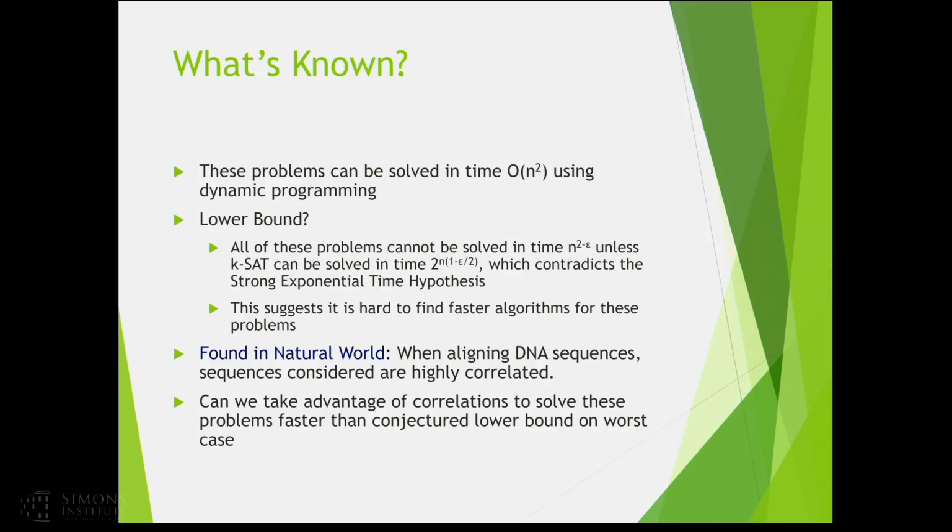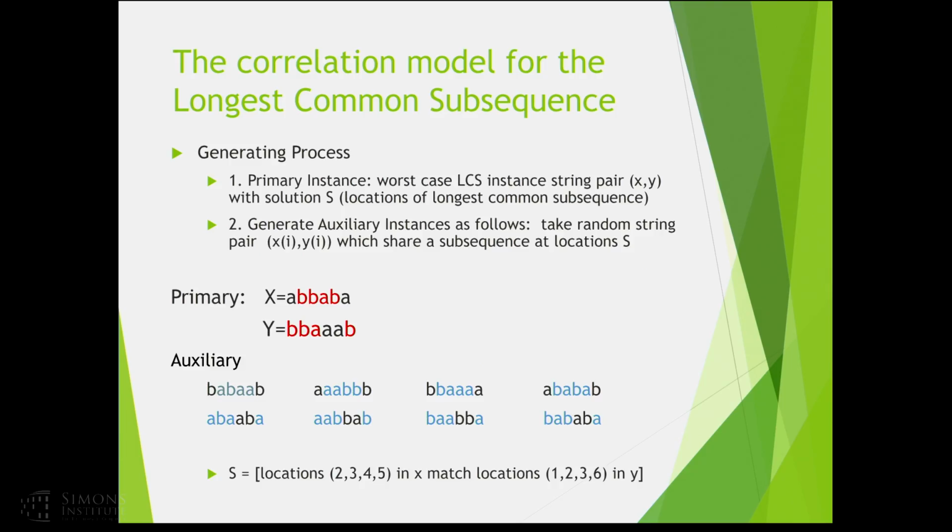So again, these problems can be solved in time n squared with dynamic programming. They're hard to do faster. And also, longest common subsequence has natural applications in the area of DNA sequence alignment. And so now the question becomes, can we take advantage of correlated instances to solve these problems faster? So first, we're going to have to define a specific correlation model that we'll look at. And so what this is going to be is, our primary instance can be anything.